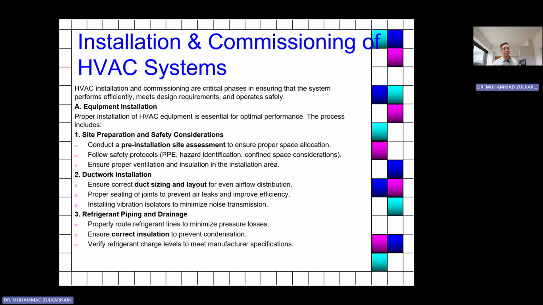And if the area is very dark, you need to provide a lighting system inside the zone. And then ductwork installation. How about that installation? Is it safe? Does it vibrate? Is it high pressure? You need to inform that in the commissioning. And then refrigerant piping and draining. The refrigerant we use is safe. How to control the refrigerant in our design is very important to mention in the commissioning.